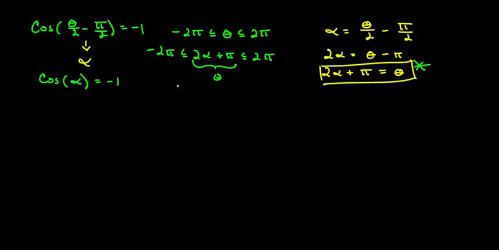Now I'm going to subtract pi from both sides, so negative... I got a step ahead of myself. So negative 3 pi is less than or equal to 2 alpha, which is less than or equal to pi. So alpha is going to be between negative 3 pi over 2 and pi over 2. So let's draw out our picture.